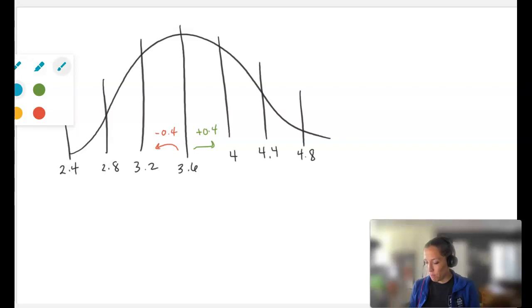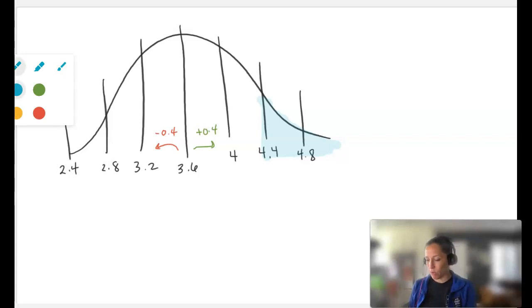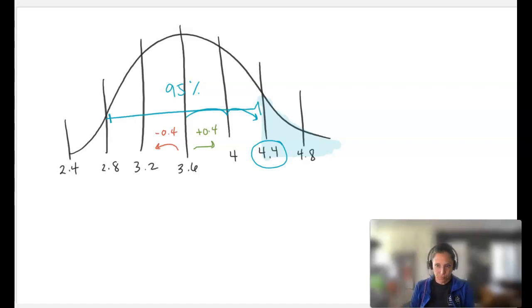It says the probability of a kitten weighing more than 4.4 pounds. So we are talking about this section right here. Now there's two ways to handle this, and I'll talk us through both. One is to think about which of our standard deviations 4.4 was at. This is 2 standard deviations away from the mean. And we know that means that this whole section here is 95%, this section from 2.8 to 4.4.